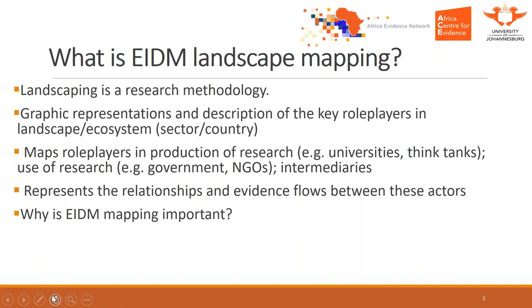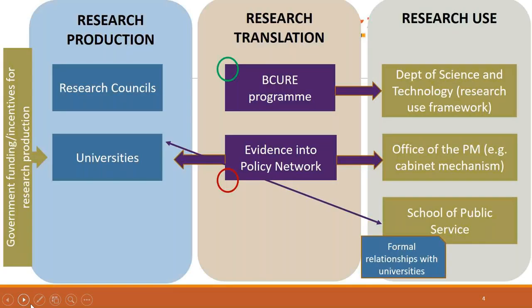And why is evidence in decision making mapping important? Well, we personally are interested in this map because understanding the landscape or ecosystem can be very important in strengthening the EIDM drive and ensuring longevity and sustainability. This is more or less an overview of the template that we provided to illustrate what we wanted them to do. In addition to this illustration, we asked the applicants to provide us the main role players, their interaction, gaps in the landscape, and the potential for upscale in a short write-up.